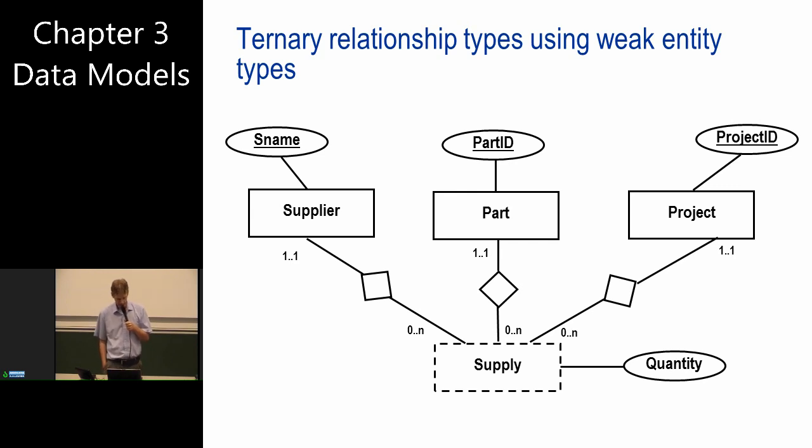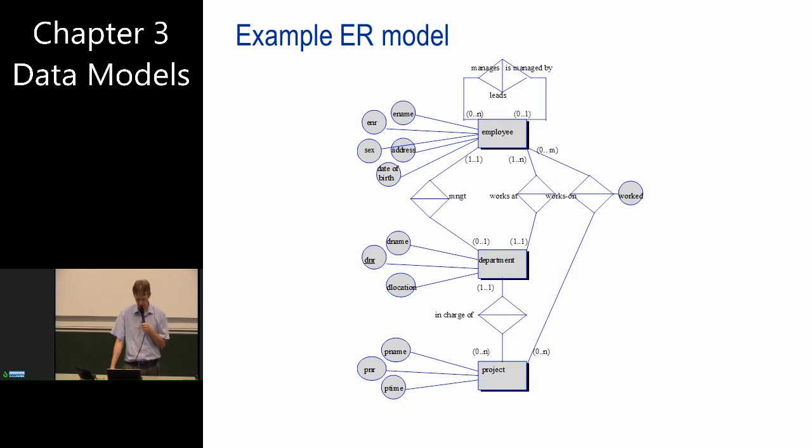Some modeling tools will not allow you to model ternary relationship types, and a nice workaround is by using weak entity types. So here we have again that supply relationship type, which we can model as a weak entity type. So we're just going to model supply as a weak entity type, and it's going to borrow supplier name from supplier, part ID from part, and project ID from project, and then add quantity as an additional attribute type on top of that. So this is one way of representing a ternary relationship type using a set of weak entity types.